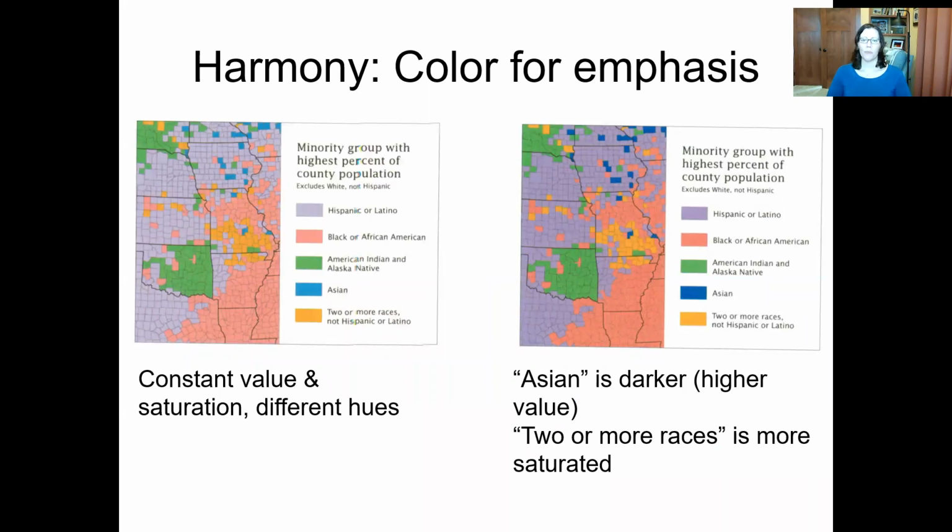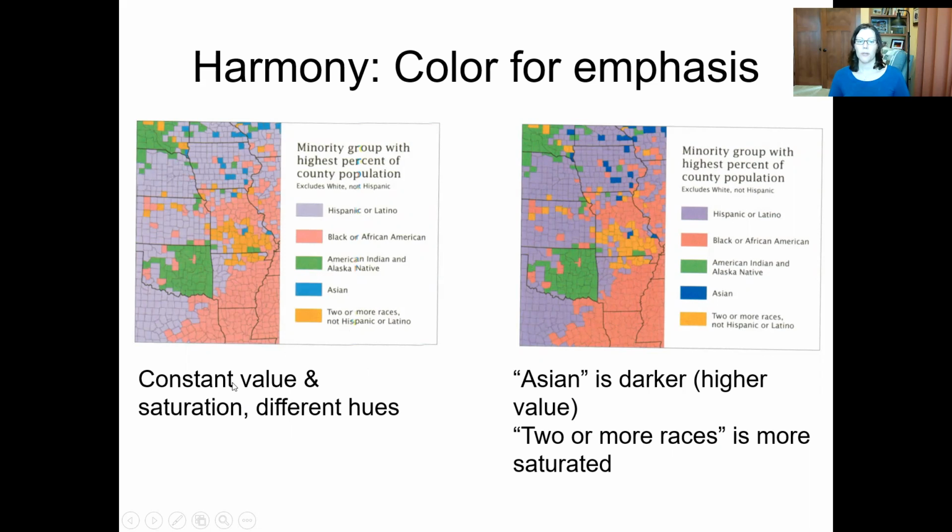And then this is just an example of something that cartographers sometimes do with color. On the left side, this is an example of a map of counties in the Midwest, and the different colors represent the minority group with the highest percentage population in each of those counties. So on the left, we have a constant value and saturation and different hues.